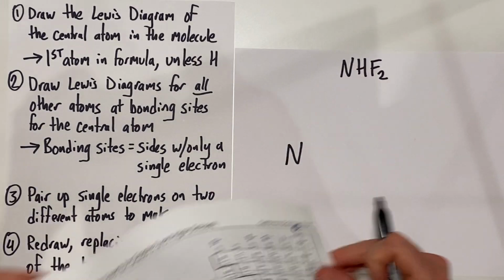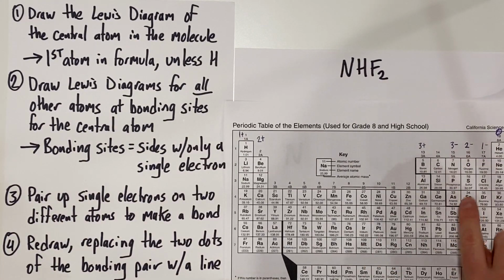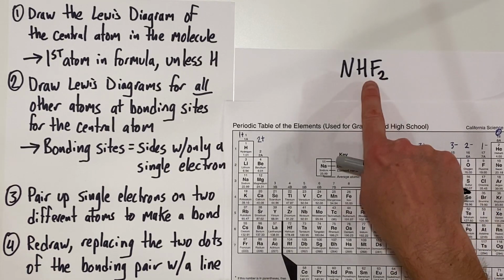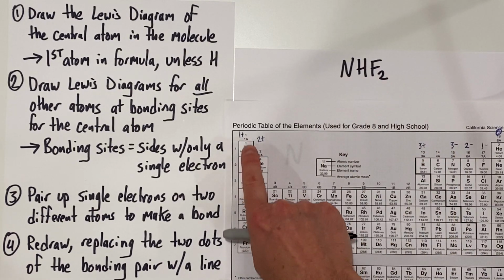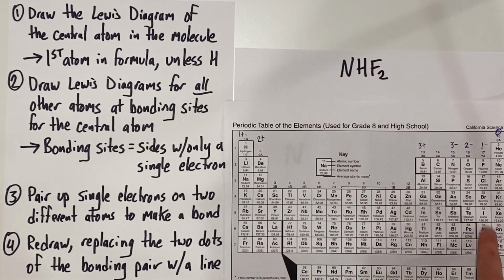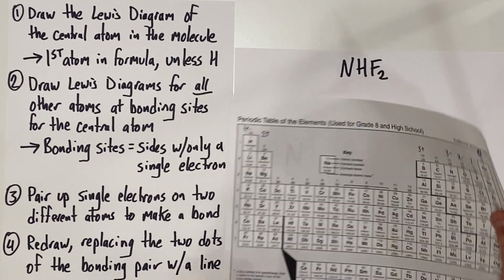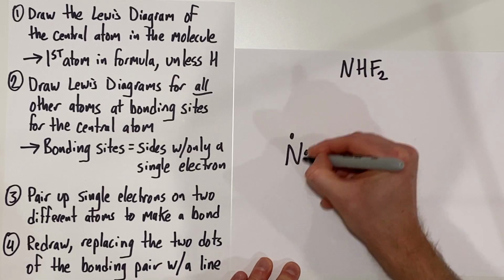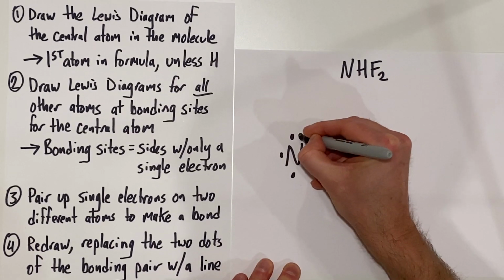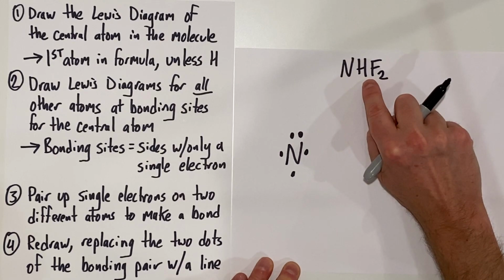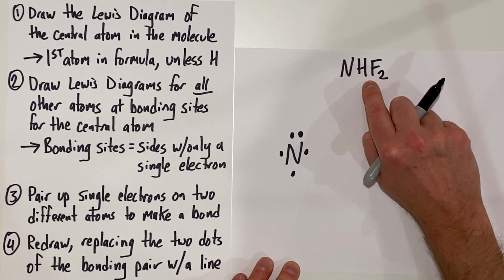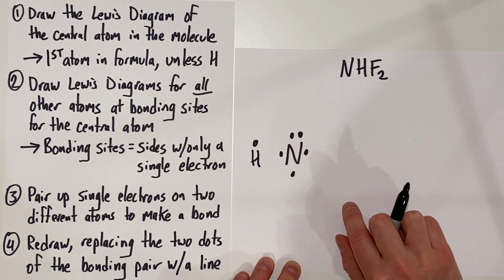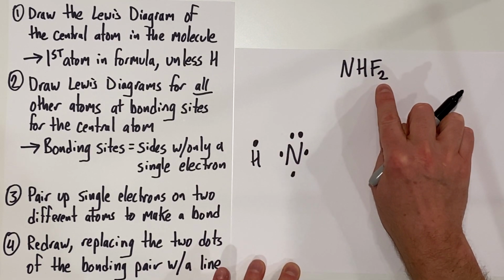It's the first one listed. And nitrogen has, again, looking on the nonmetal side of the periodic table, 5 valence electrons. It's in group 15. Let's also take a look at hydrogen. That's in group 1, so 1 valence electron. Fluorine, group 17, 7 valence electrons. So 5 for nitrogen, 1, 2, 3, 4, 5. Remember, hydrogen just had 1 valence electron, and there's 1 hydrogen atom. I'm going to put the hydrogen atom over here on the left, but you could put it anywhere. It doesn't matter. 2 fluorine atoms that we have to draw.